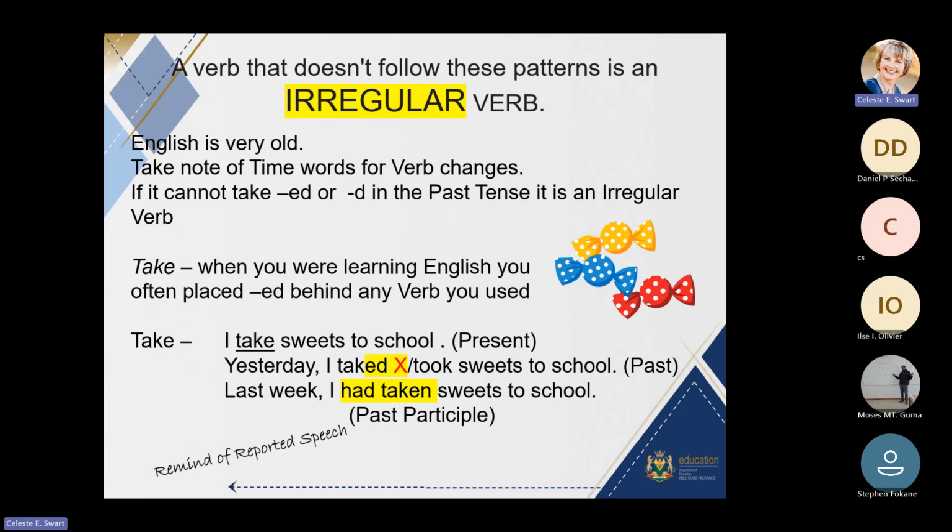Let's take a word like take. When you were learning English, remember I said you would say, I taked sweets to school yesterday, but you can see that it's incorrect.